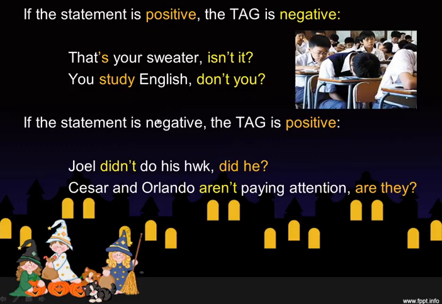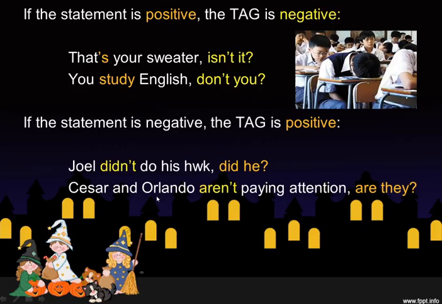If the statement is negative, then this is the next rule. If the statement is negative, the tag is positive. Joy didn't do his homework. Did he? Why do we use did here? Because in the statement did is in negative form, that is did not. So we use the positive did here in the question tag.